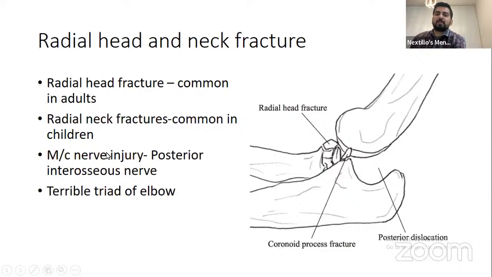This is associated with something which is known as the terrible triad of the elbow. And in the terrible triad, what you will see is that there will be a fracture of the radial head, there will be posterior dislocation of the elbow, and there will be a fracture of the coronoid process of the olecranon. So remember, terrible triad of the elbow again has been asked as a question.